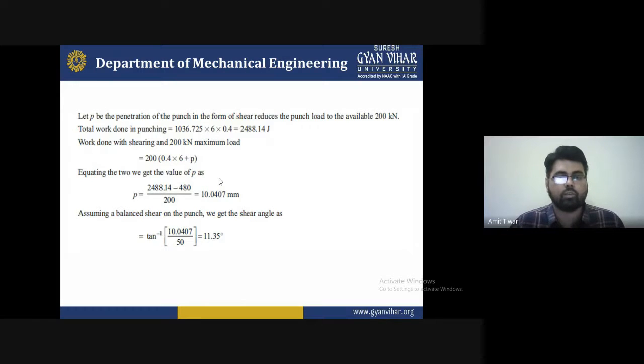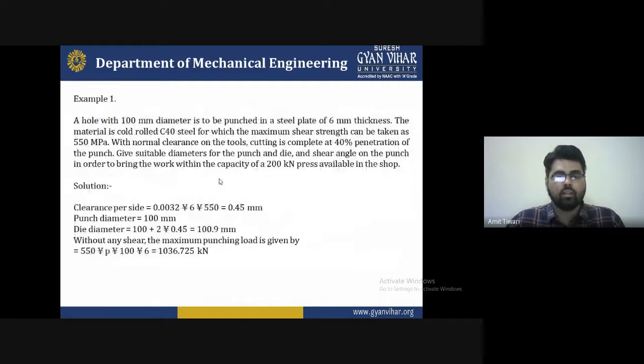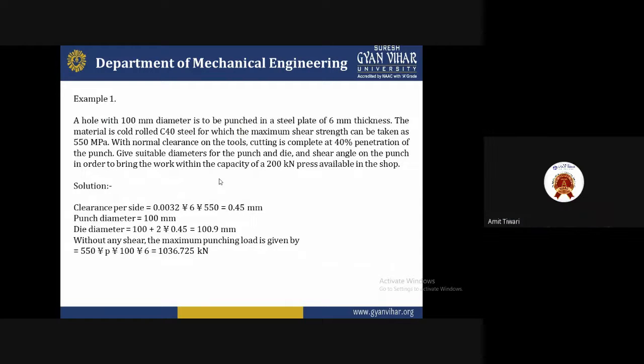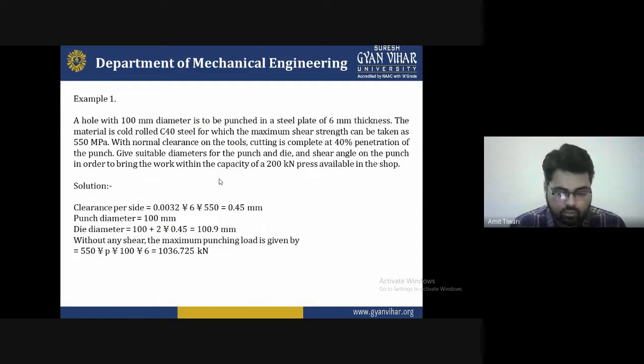And assuming this, we can find the shear angle by taking the tan inverse of P divided by 50. That means we have to find it by this. Dividing this term, you can find the shear angle, that is 11.35 degrees. So this is a very simple numerical, and I think you will not face any difficulty, because first of all we consider without any shear angle, and after that with the shear angle.